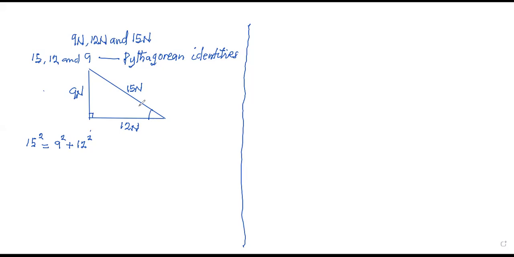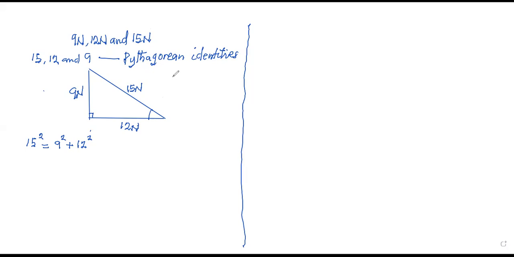Gideon, your hand was up. So I wanted to ask why they can be said as Pythagorean. Gideon, I'm listening. I wanted to ask why it obeys the Pythagorean law. This is it. If you square 15, it will be equal to the sum of the squares of the other two sides. That's why they are Pythagorean triplets or identities.